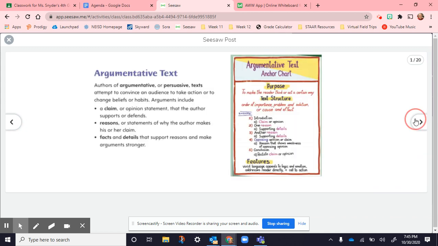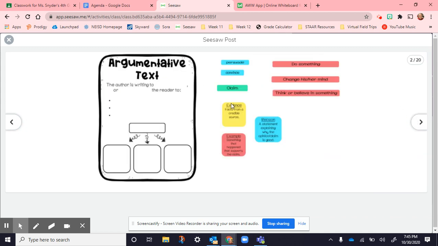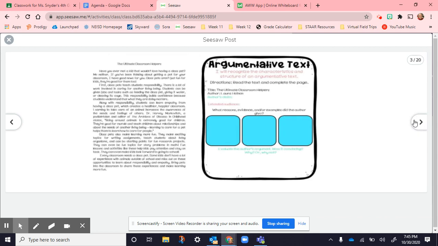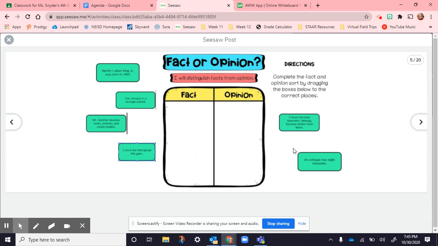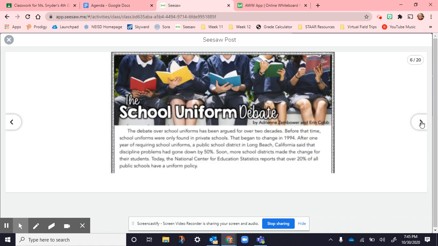So we started here. Here we moved these pieces over here, put them where they go. Here we read this and filled out reasons and evidence and examples that the author gave. Here we filled in this over here. Here we filled in these boxes. We created our own to the side and we added our own facts and opinions.